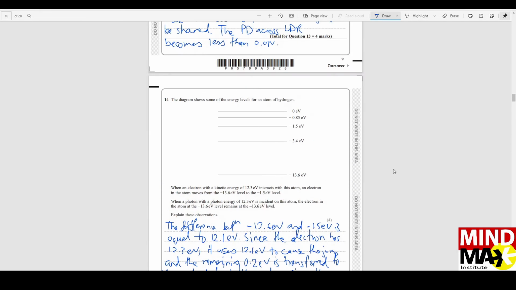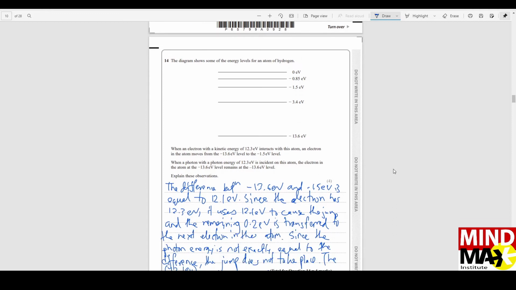Number 14 is about energy levels in gases. So they have given us two cases. One is the electron with kinetic energy of this much interacts with this atom and causes one of the electrons of the hydrogen atom to jump from -13.6 up to -1.5. Now, the point to be noted is we need the exact amount of energy as the amount between the two levels. So the difference between the two levels, 13.6 and 1.5, is exactly 12.1. But from here we are getting 12.3. So technically speaking, that should mean that this transition doesn't take place, but in this case we can see it is taking place. So the transition requires 12.1, but we are getting 12.3.